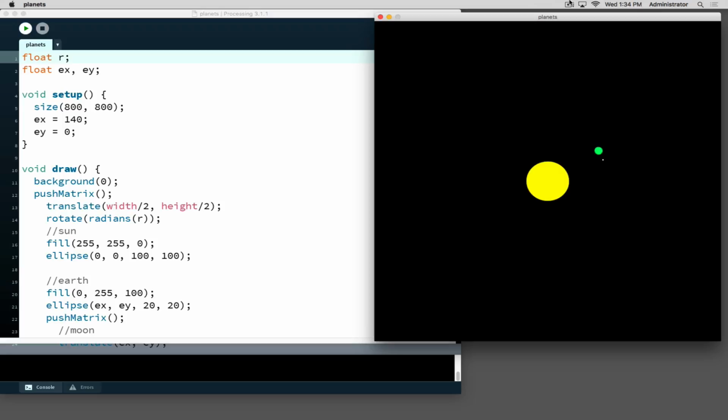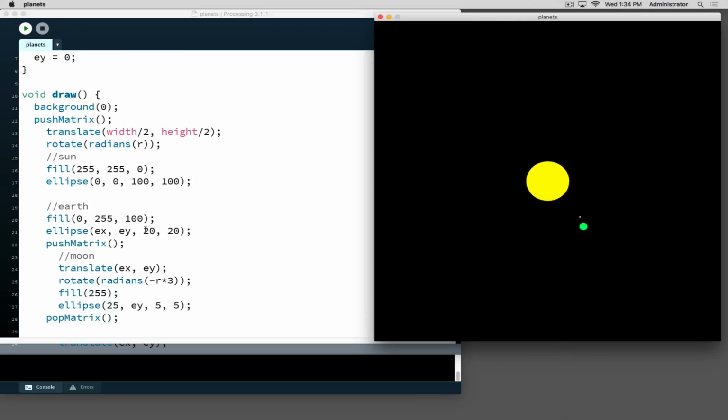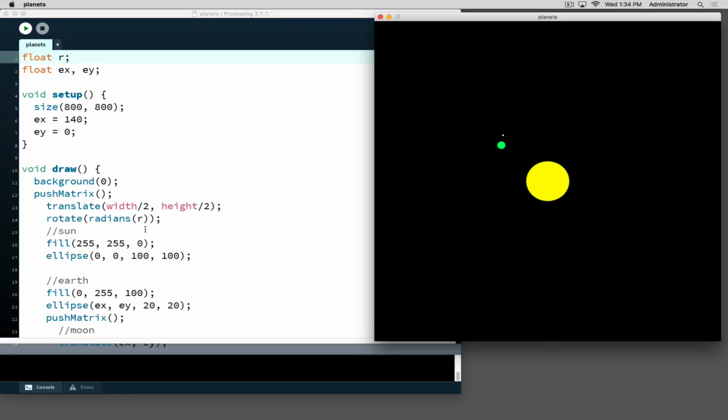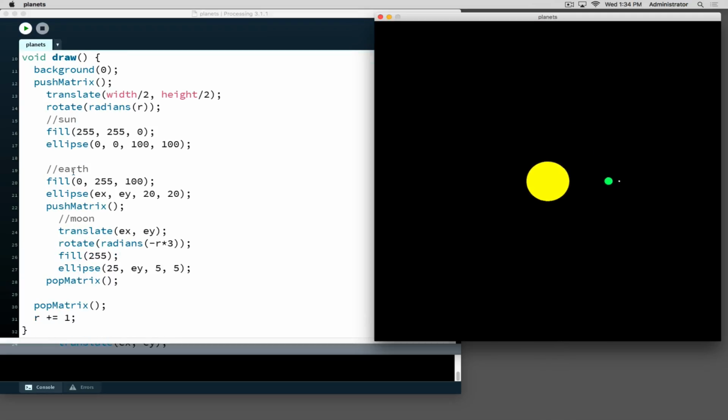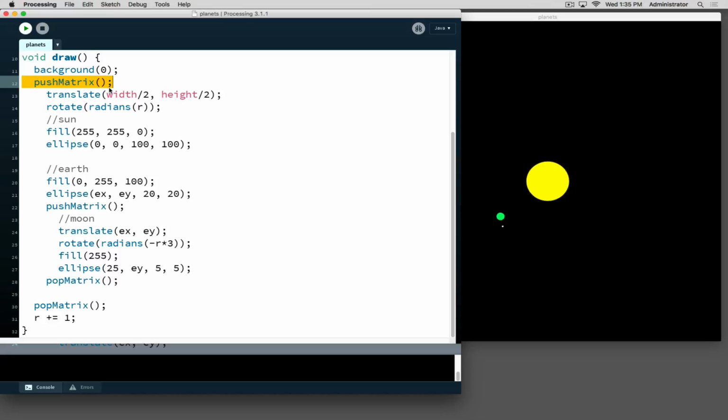Now, in the next example, we see that there is a sun, a planet, and a moon. The moon is rotating around the planet. The planet is rotating around the sun. We're able to do this because we have now translated multiple times, and we can store information about that transformation in a transformation matrix. And we do that by using the pushMatrix command.